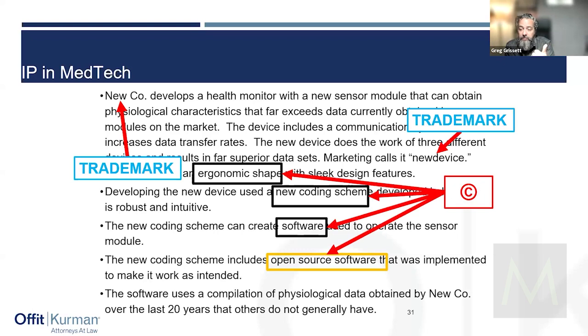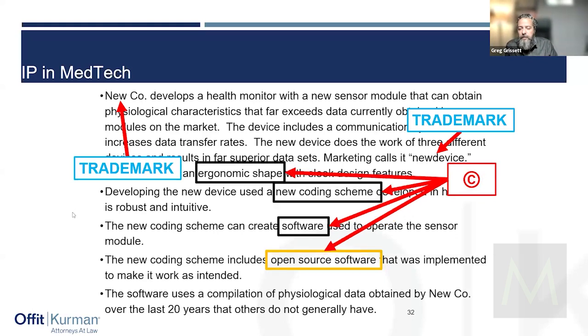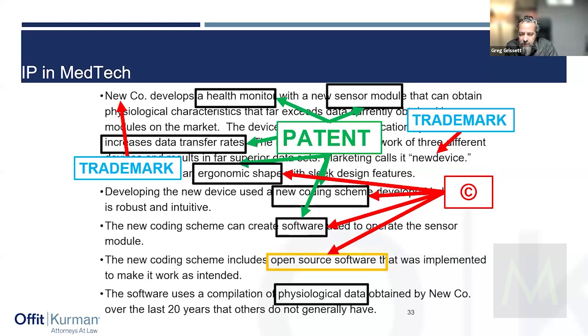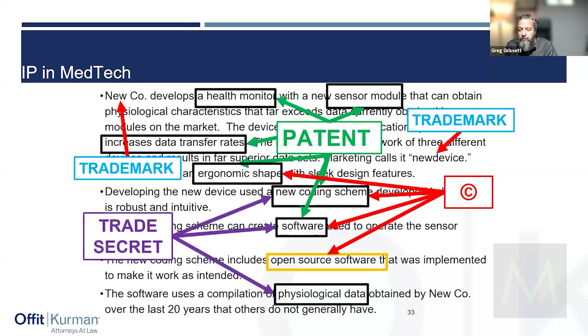copyrights could be the shape, the code, the software. The open source software implicates copyrights. They'll have certain uses or attribution requirements. Then we'll go to the next one. One more. Patents. You could have the patent to the health monitor, the sensor module, the data rates, the shape could be a design patent, the software. And then I think the last we'll have trade secrets. One more. There you go. Trade secrets could be the software, the physiological data, the coding scheme.